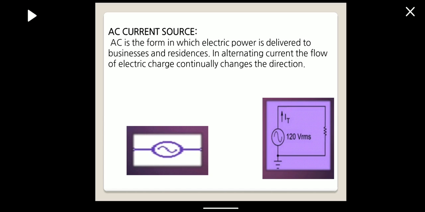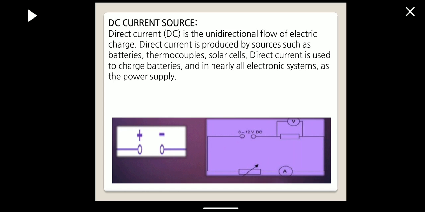Next is the symbol for the AC current source. AC is the form in which electrical power is delivered to businesses and residences. In alternating current, the flow of electrical charge continuously changes direction. Then the DC current source. The figure shows the DC current source. DC is the unidirectional flow of electrical charge.